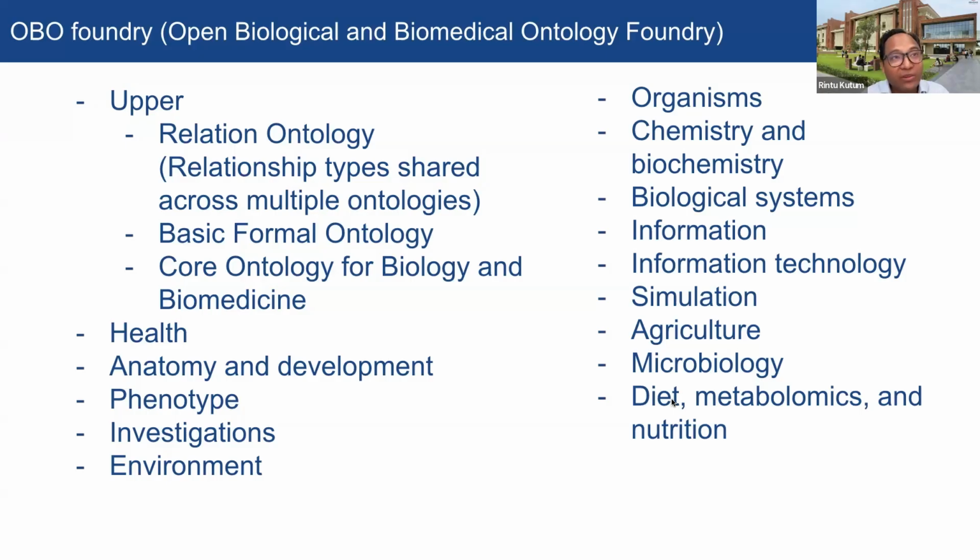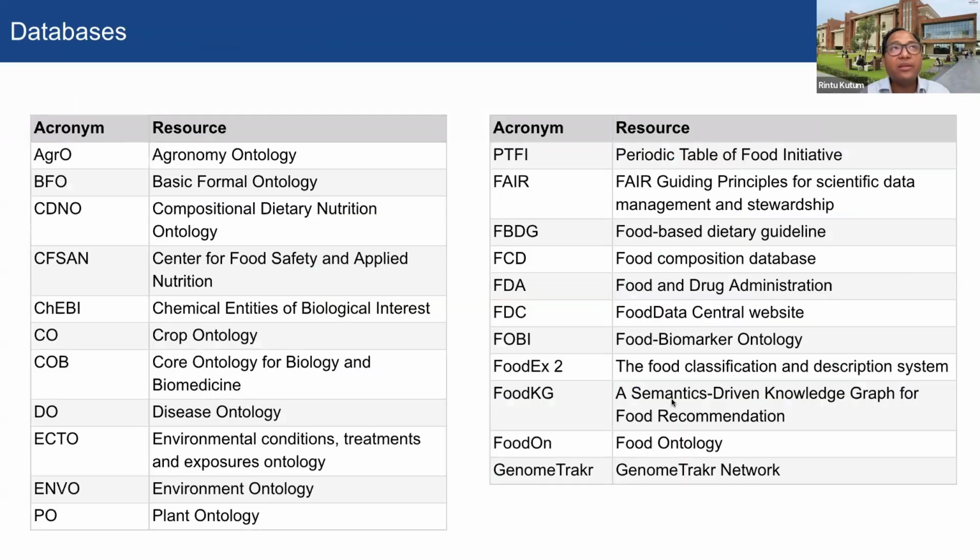You can have phenotype specific, investigation specific, environmental specific, organisms, chemistry and biochemistry, biological systems, information technology, simulation, agriculture, microbiology, diet, metabolics, and nutrition. And all of this is well organized in the OBO Foundry, which you can get into if your interest lies there. And these are some of the abbreviations and resources that are there. For example, for us, the most important part is the food ontology, which we will be describing, called FoodOn.